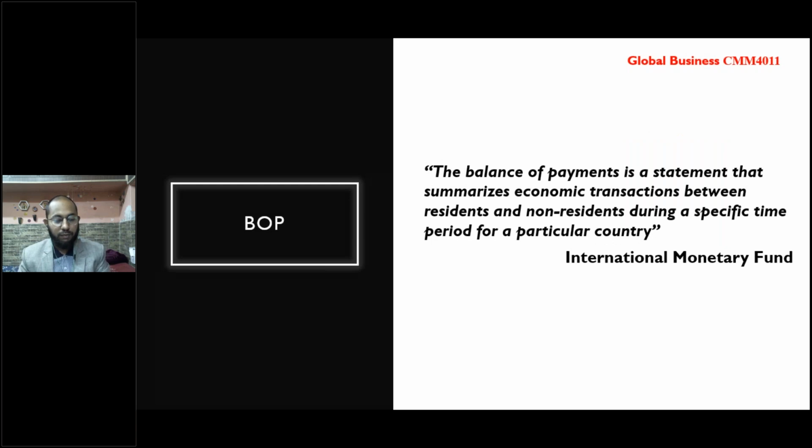According to the International Monetary Fund and other researchers as well, balance of payment is a statement which summarizes all the economic transactions between a particular country and the rest of the world. In other terms, a few researchers and organizations, particularly IMF, want to stick to the terms residents and non-residents for a specific duration for a specific country. The concept behind balance of payment is to understand what is happening in a four sector economy.